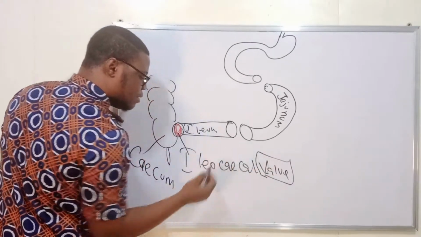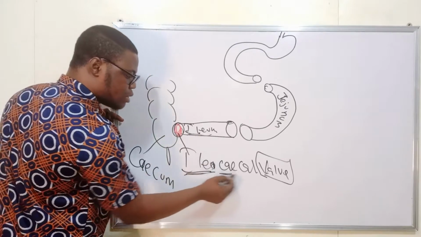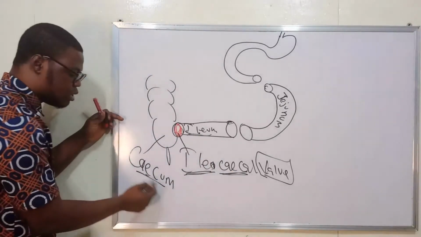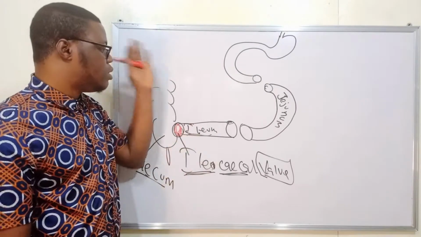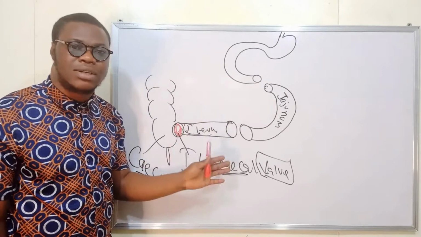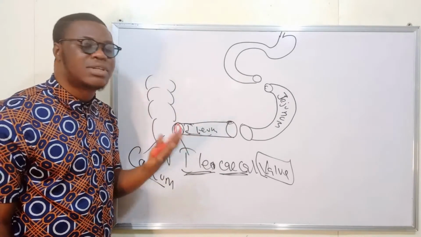Valve means the gate between the ileum and the cecum. As simple as that. And that is that about the parts of the small intestine.